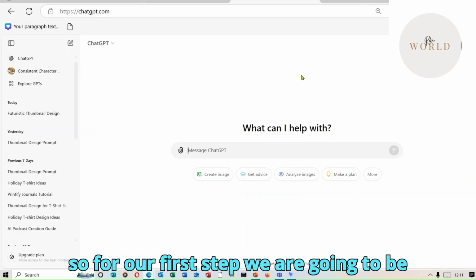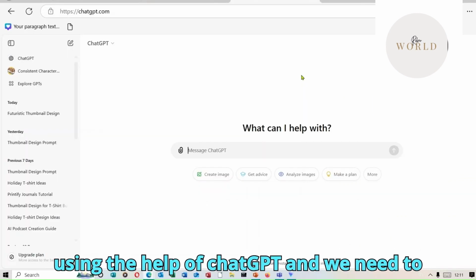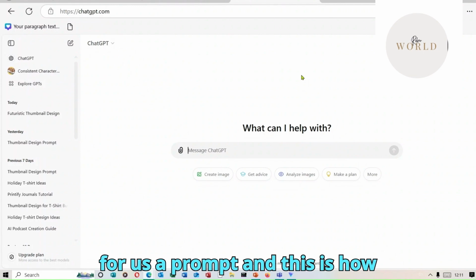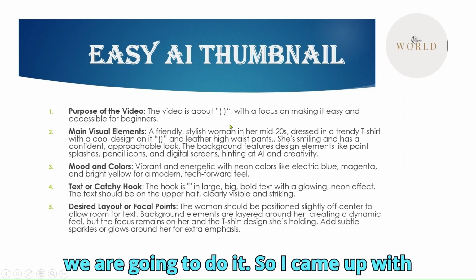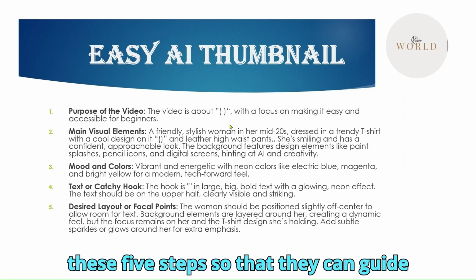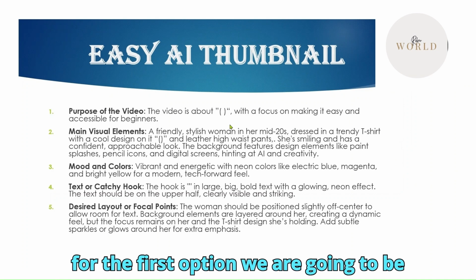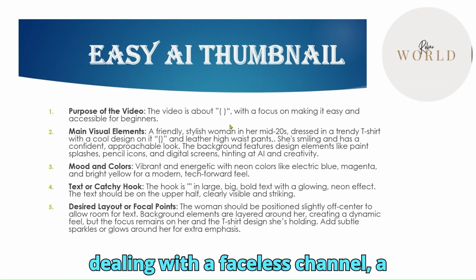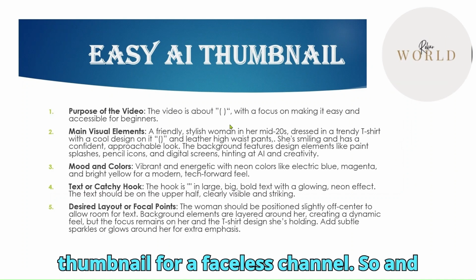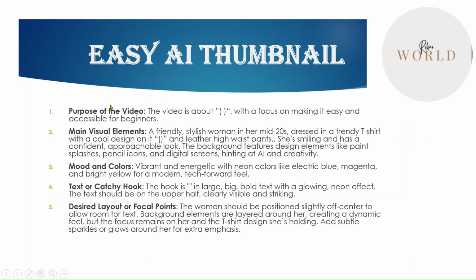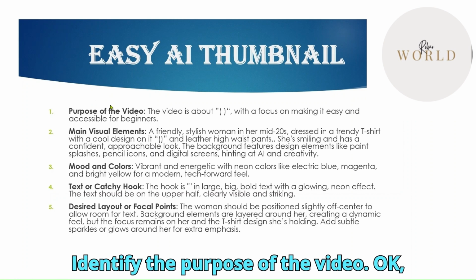So for our first step, we are going to be using the help of ChatGPT, and we need to give it a command so that it can generate for us a prompt. And this is how we are going to do it. So I came up with these 5 steps so that they can guide us onto creating a killer thumbnail. So for the first option, we are going to be dealing with a thumbnail for a faceless channel. And our option one will be to identify the purpose of the video.